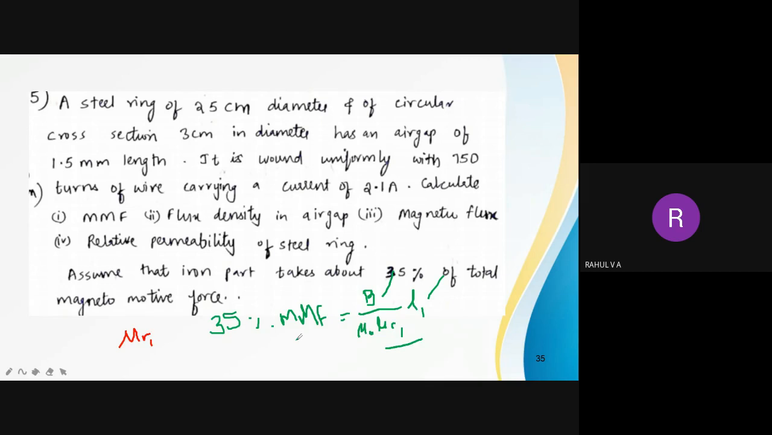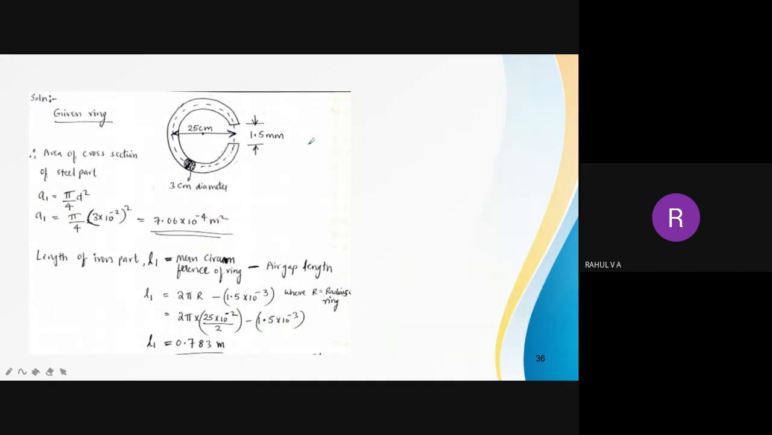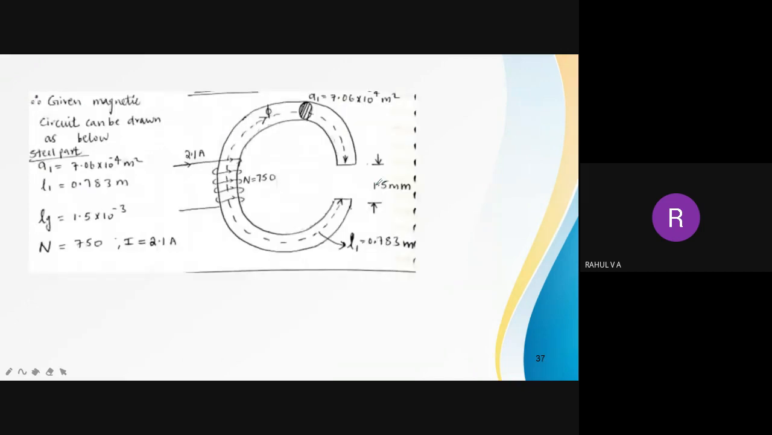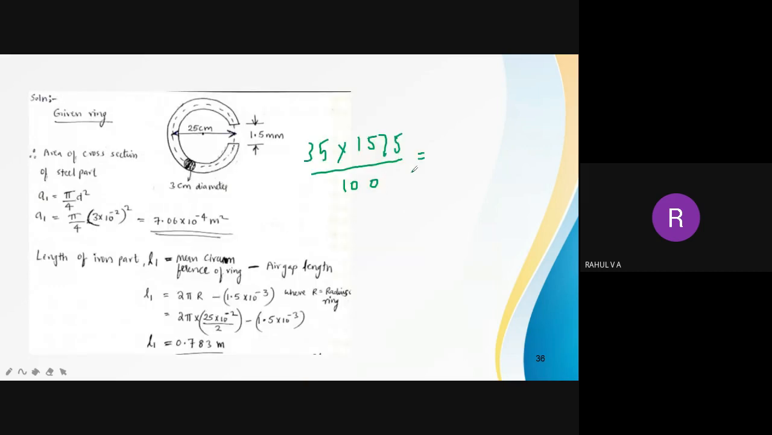So what is the value of mu R1? So how to find out? 35 into 1575 divided by 100 is equal to B. What is the value of B? 0.858.